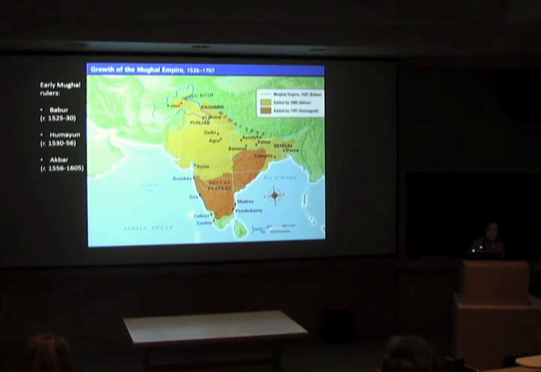So we're dealing here with a dynasty that was Sunni Muslim, Central Asian, also Turco-Mongol, and then after marriages with local aristocracy, also partially Indian, that was ruling a majority of a population who was mostly Hindu, but there were also Jains, Zoroastrians, and some Jews and Christians.